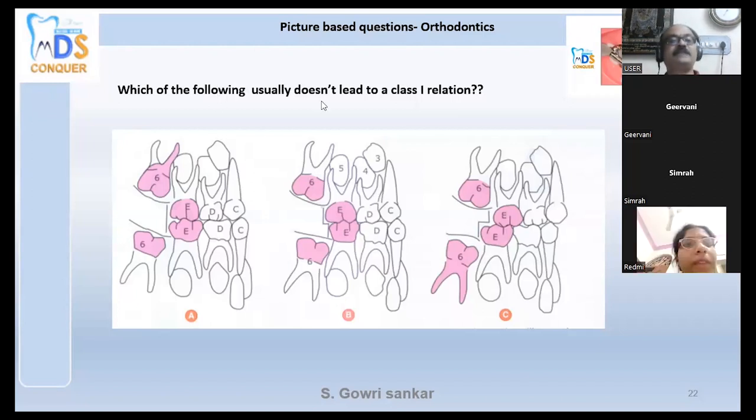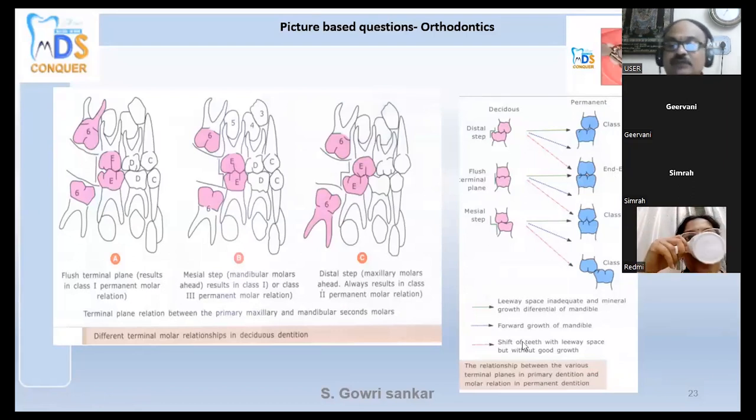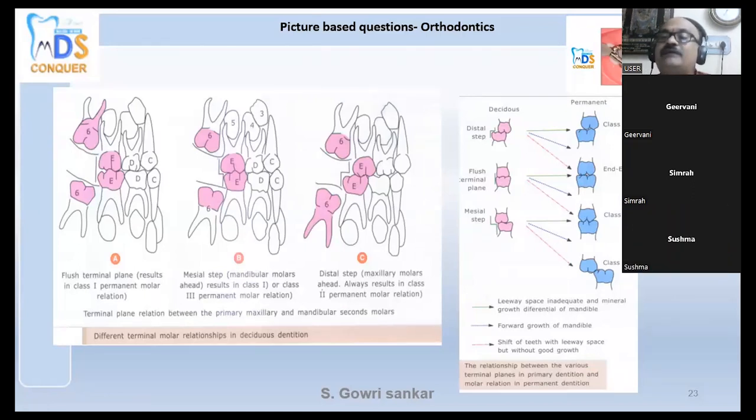So here you can see, we are going to discuss this. We know what is called the flush terminal plane. Most of the time it results in a class one relationship. The flush terminal plane, an end-on relationship, later gets corrected to a class one relationship due to forward growth of the mandible, which occurs at a more active phase compared to the maxilla, due to the cephalocaudal gradient of growth.